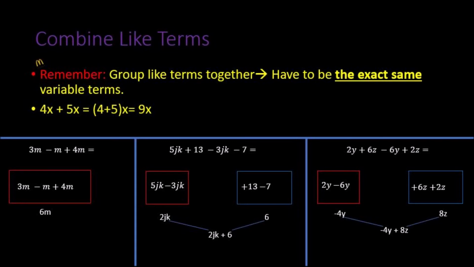The one on the right, we combine the 2y minus 6y and the 6z plus 2z, giving us a negative 4y and an 8z. Once combined, we have a negative 4y plus 8z. Now we can't go any further because neither one of those have the same variables, so we're done.